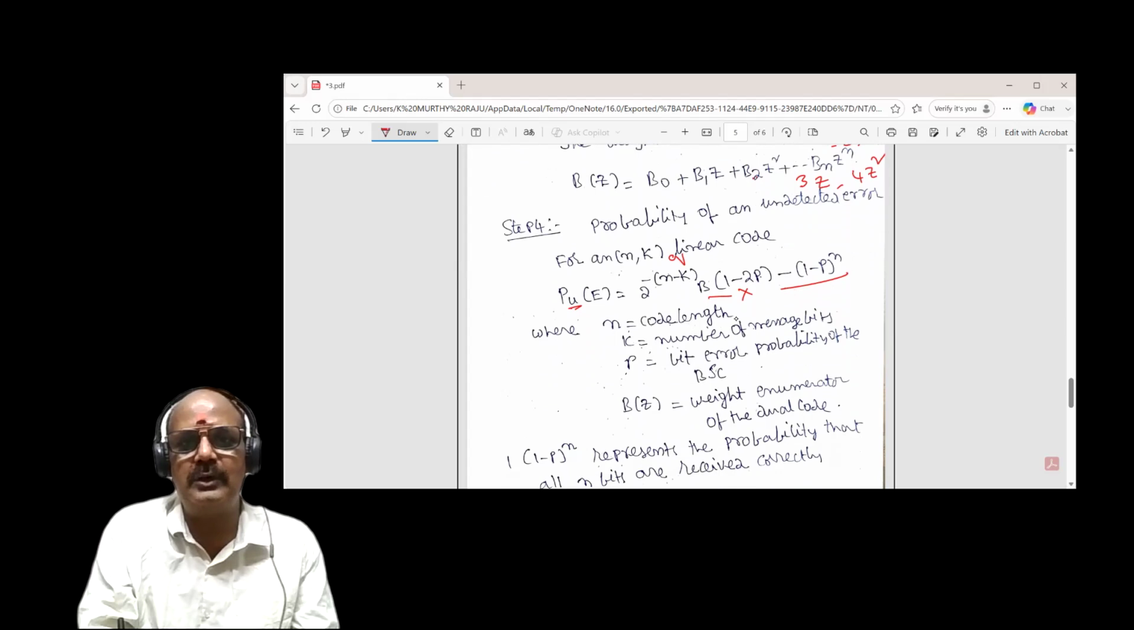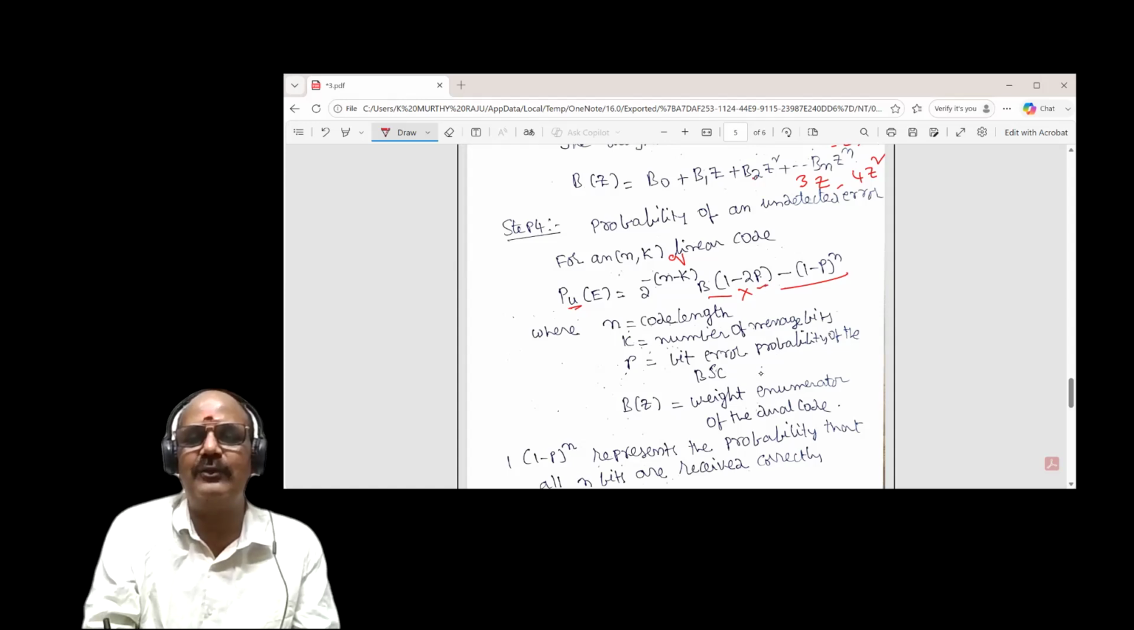n is called the code length, the number of bits in the code word. k is called the number of message bits. p is called the bit error probability of a binary symmetric channel, where instead of 1, 0 is received, and instead of 0, 1 is received. I have already explained this: when 0 is sent, 1 is received with the probability p, and when 1 is sent, 0 is received with the probability p. That is called the bit error probability of the binary symmetric channel.